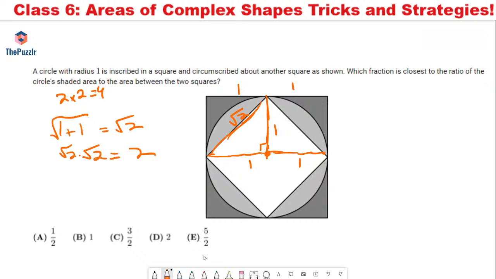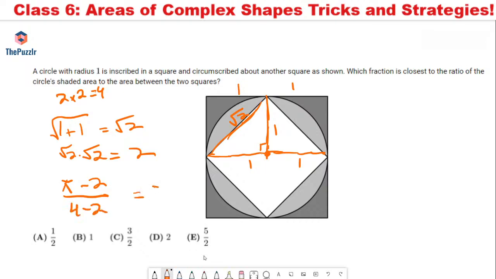Now it's asking, which fraction is closest to the ratio of a circle's shaded area to the area between the two squares? Well, the radius of the circle, that's 1, so 1 times pi. So the shaded area is pi for the circle. Pi minus 2, right? Pi minus 2, because we're not including the white part. That doesn't count as shaded. To the area between the two squares. Well, the area between the two squares, that's the bigger square minus the smaller square, or 4 minus 2.